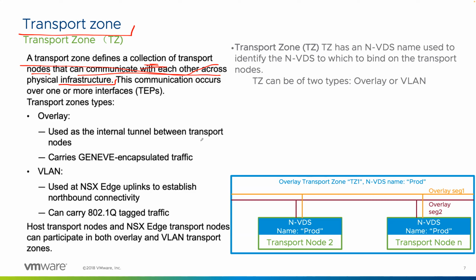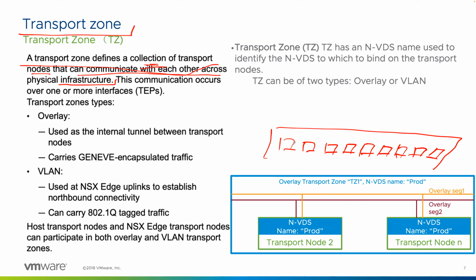Let's say there's a data center with 10 physical servers, and you want those 10 physical servers to communicate with each other, to talk to each other as a group. That means you have a collection of 10 physical servers forming a transport zone. This is a transport zone.